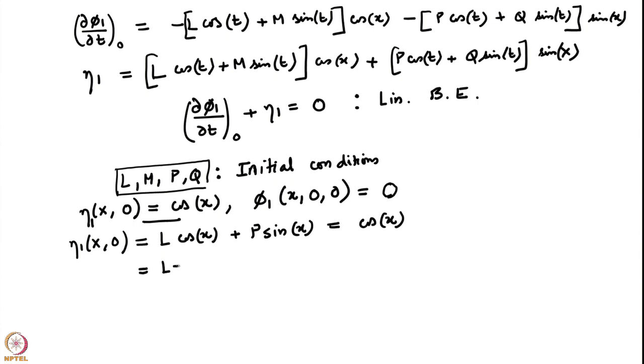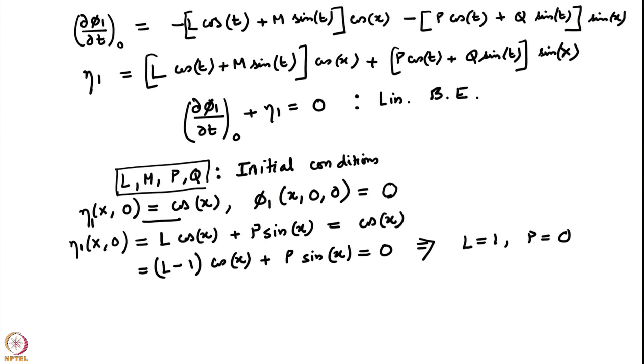This implies that L minus 1 times cos x plus P sin x is equal to 0. Once again, because sin x and cos x are linearly independent, their coefficients have to be individually set to 0 in order to satisfy this expression. This implies we have L is equal to 1, P is equal to 0. So, I have used the interfacial displacement condition and I have obtained the values of L and P. P is 0, L is equal to 1.